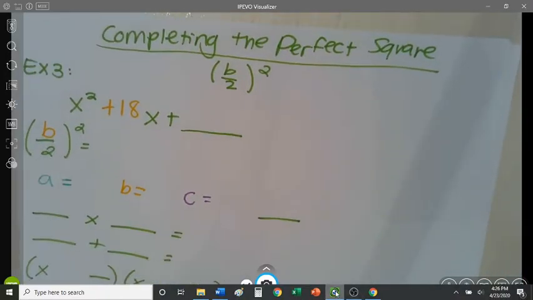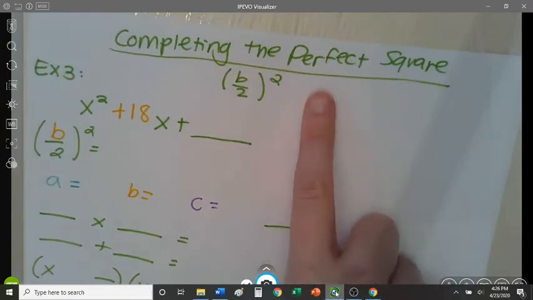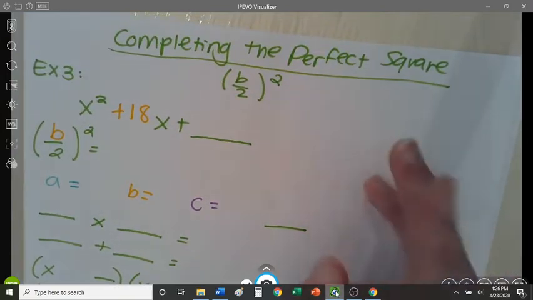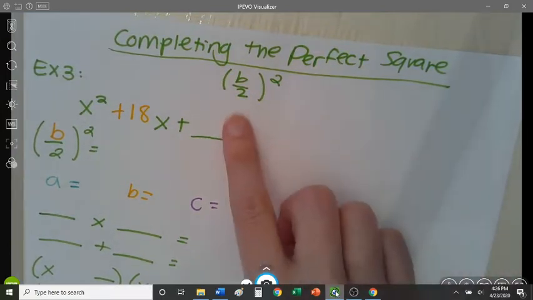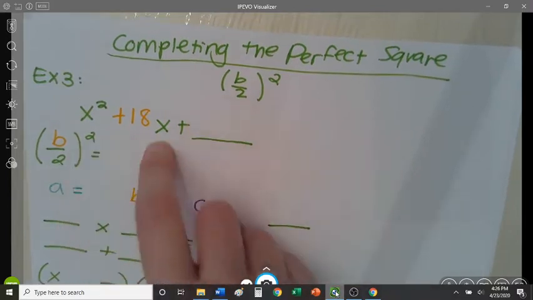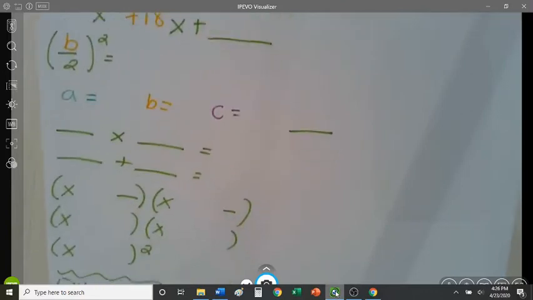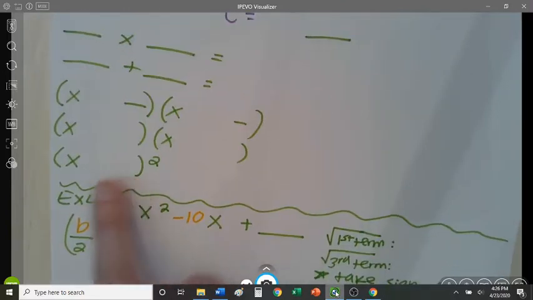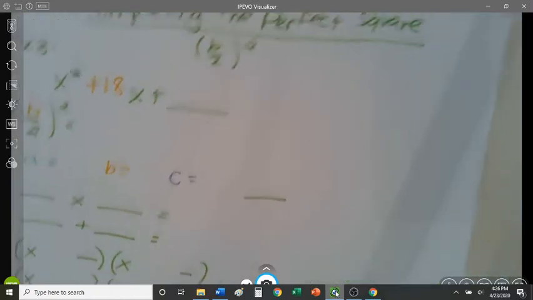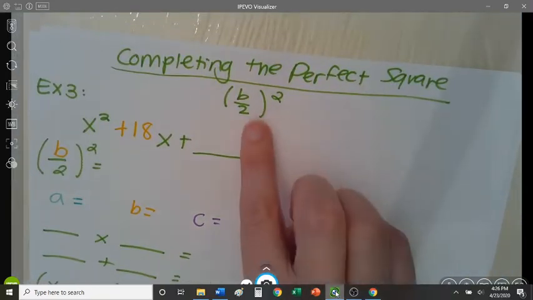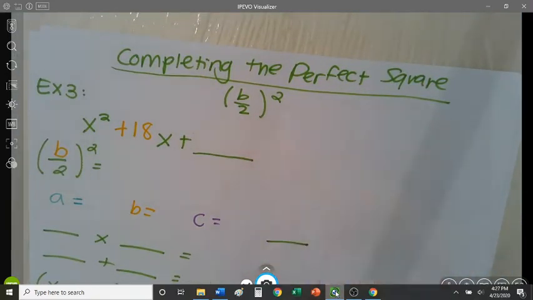So again, we will be completing the perfect square. A lot of people just call it completing the square. When we do b over 2 squared, it will force our quadratic to become a perfect square trinomial, which means our final answer will be a binomial squared if we did it right. So every single time, if you complete the b over 2 squared formula, that's what will happen to your equation, which is pretty neat. Okay, let's get going.